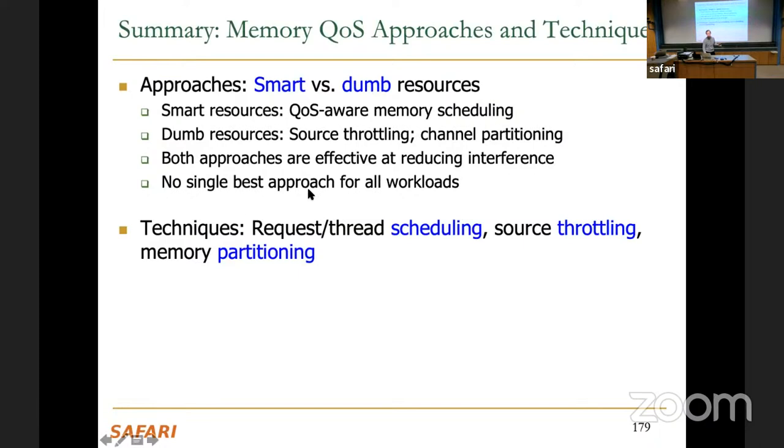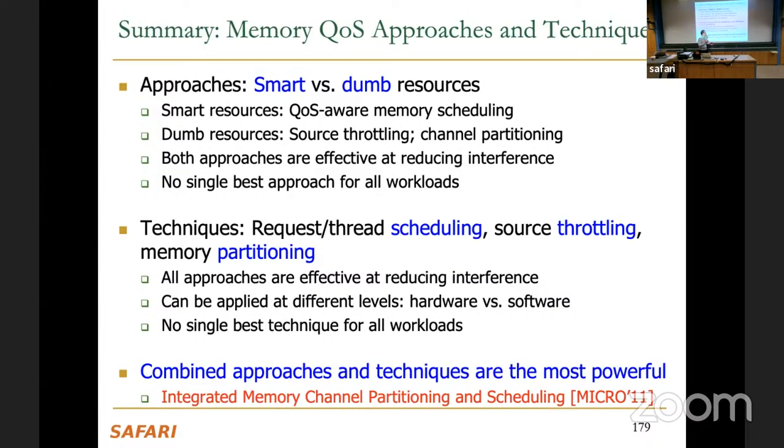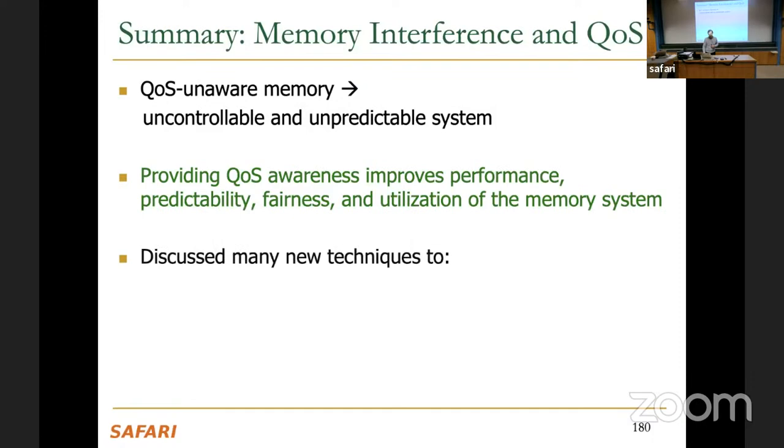There are a bunch of other techniques we've covered: scheduling, throttling, partitioning. No single best technique for all workloads. Basically, different workloads benefit from different memory schedulers, different mechanisms. And usually combining different approaches is the best way, as we have shown in multiple works, because different approaches have different ways of dealing with interference. I think we've discussed all of this.